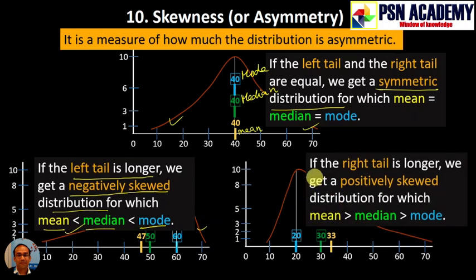And this is called right skewed or positively skewed distribution if the right tail is longer. Here you see that mean is greater than median and greater than mode. In all the three cases you see that the median is always standing between these two measures. In the negatively skewed distribution, you have mean on the leftmost side and mode on the rightmost side. And in the positively skewed distribution, you have mean on the right-hand side and mode on the left-hand side.